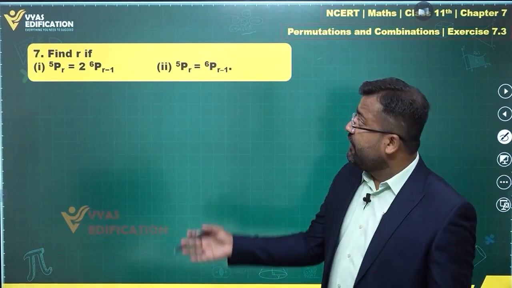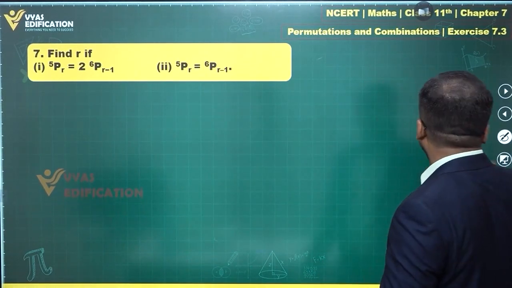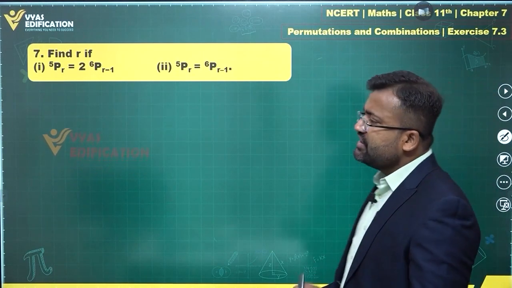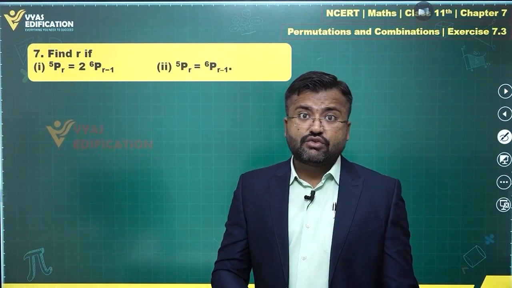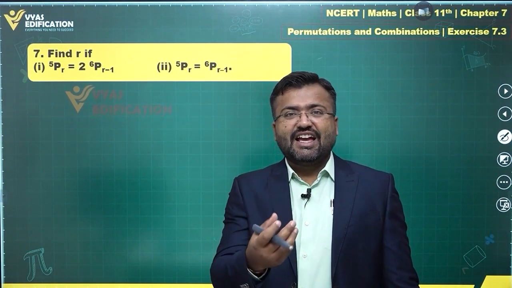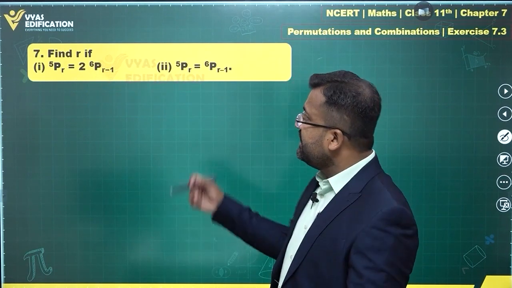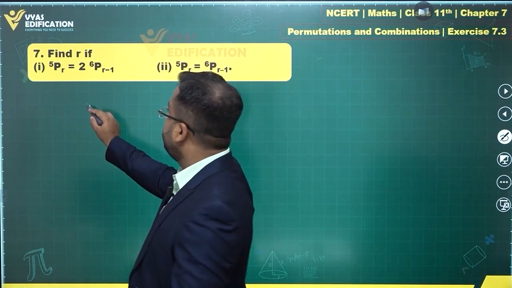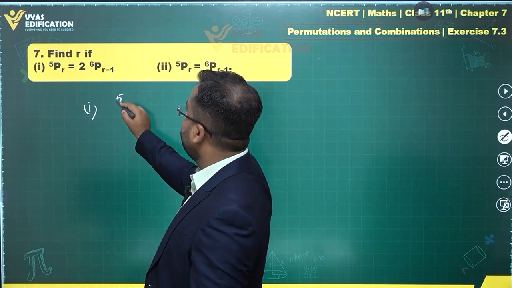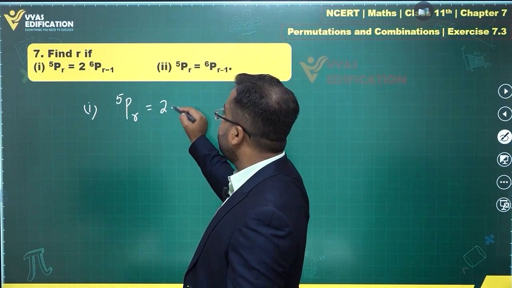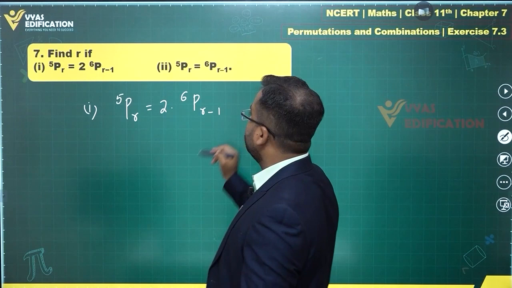Find R if there are two options available over here. And once again, the approach would be pretty similar to the previous question which we just saw. Let's apply the formula for nPr and see where that takes us. So in the first part, what do we have? 5PR is equal to 2 times 6PR minus 1.